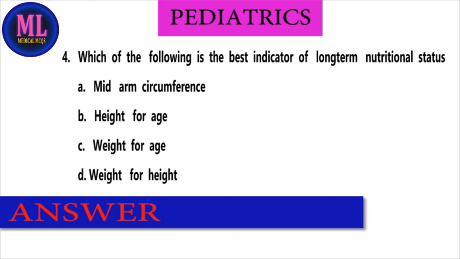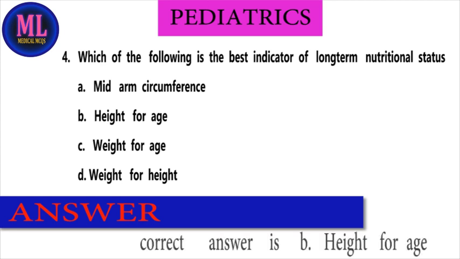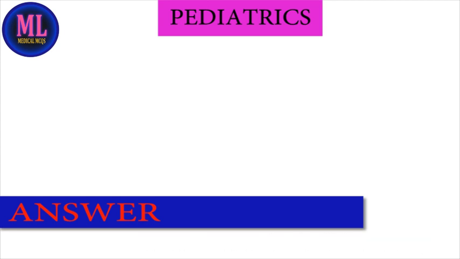4. Which of the following is the best indicator of long-term nutritional status? A. Mid-arm circumference, B. Height for age, C. Weight for age, D. Weight for height. Correct answer is B. Height for age.